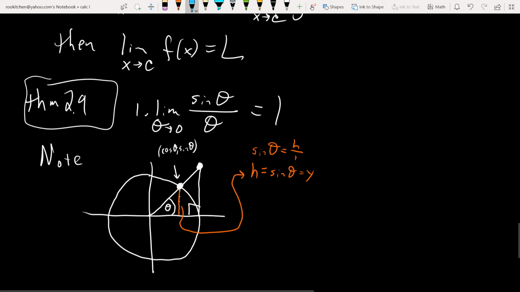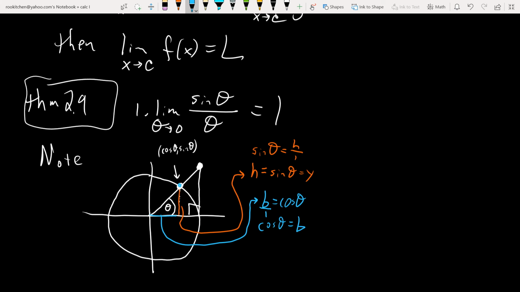And then you could also do the base here. So the base, the x value for that coordinate, for a similar reason, is going to be cosine of theta. Cosine of theta is really just the adjacent over the hypotenuse, but because the hypotenuse is 1, cosine of theta is just equal to b. So the ordered pair is cosine theta comma sine theta.